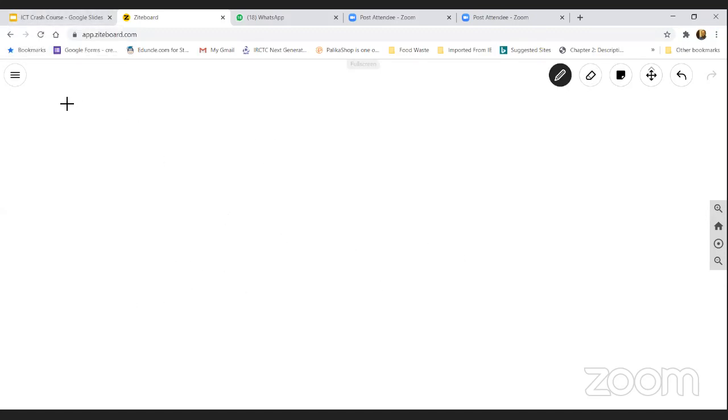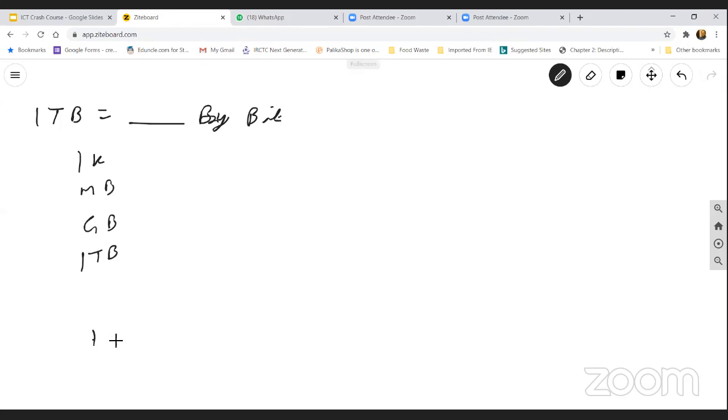Again, you are writing some questions. You are asking about 1 terabyte: how many bits is 1 terabyte equal to? We know kilobyte, megabyte, gigabyte, terabyte. Yes, you are right. What you are writing is 1 terabyte, but 1024 terabytes is equal to 1 petabyte. So you have to calculate for 1 petabyte. This is the question.